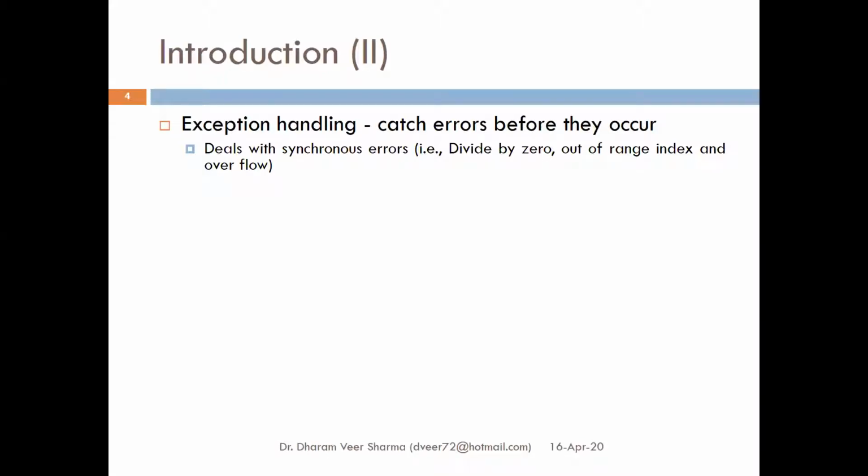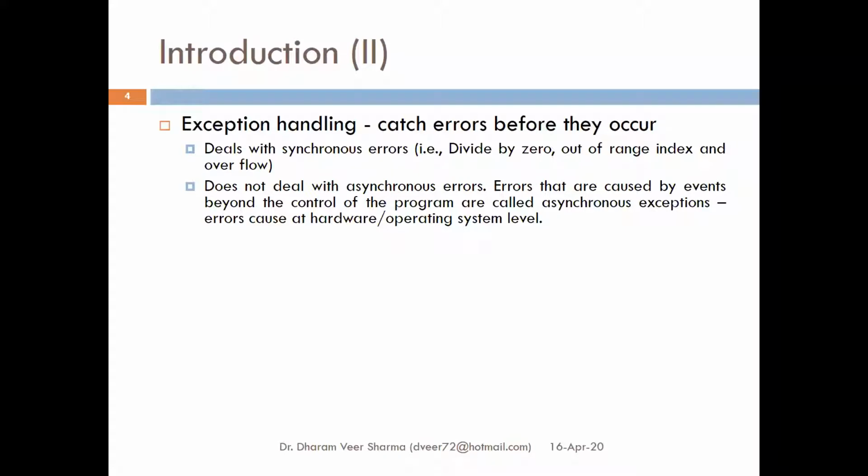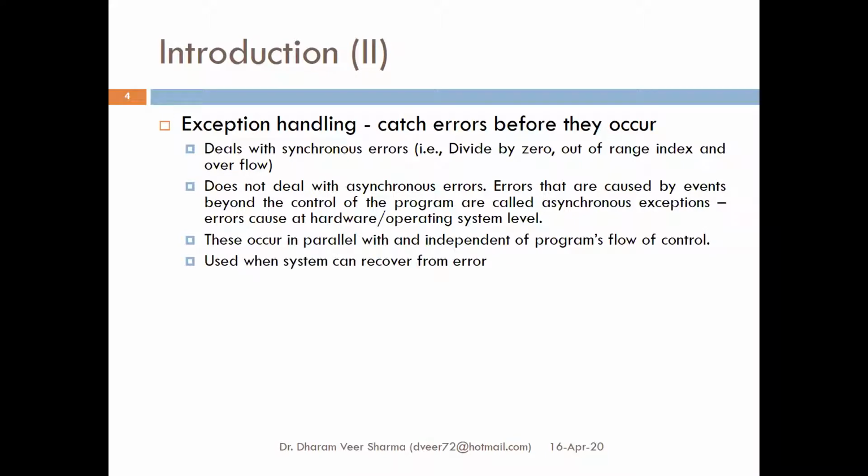Exception handling specially deals with synchronous errors, means which are caused by the execution of program while you are executing the program. For example, divide by 0 or array index is out of range and so on. We'll discuss those a little later. It does not deal with asynchronous errors, which are caused by the operating system or by the hardware, which are beyond the control of program. We call them asynchronous errors. These occur in parallel with and independent of program's flow. These may happen in parallel or they may be independent of the flow of the program.